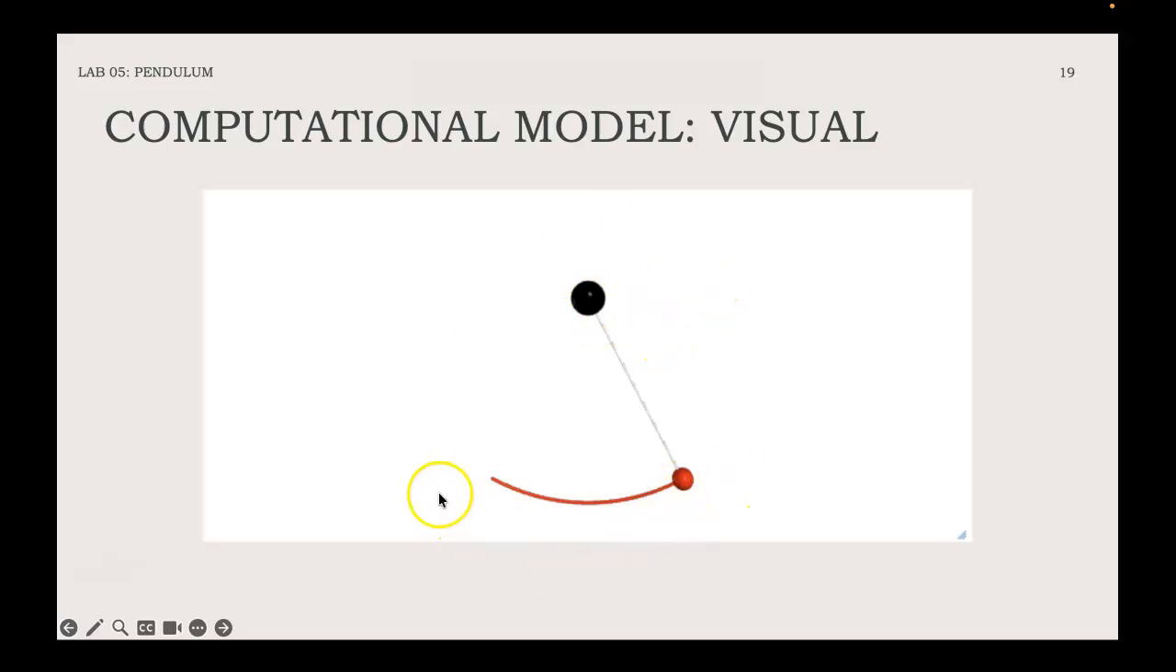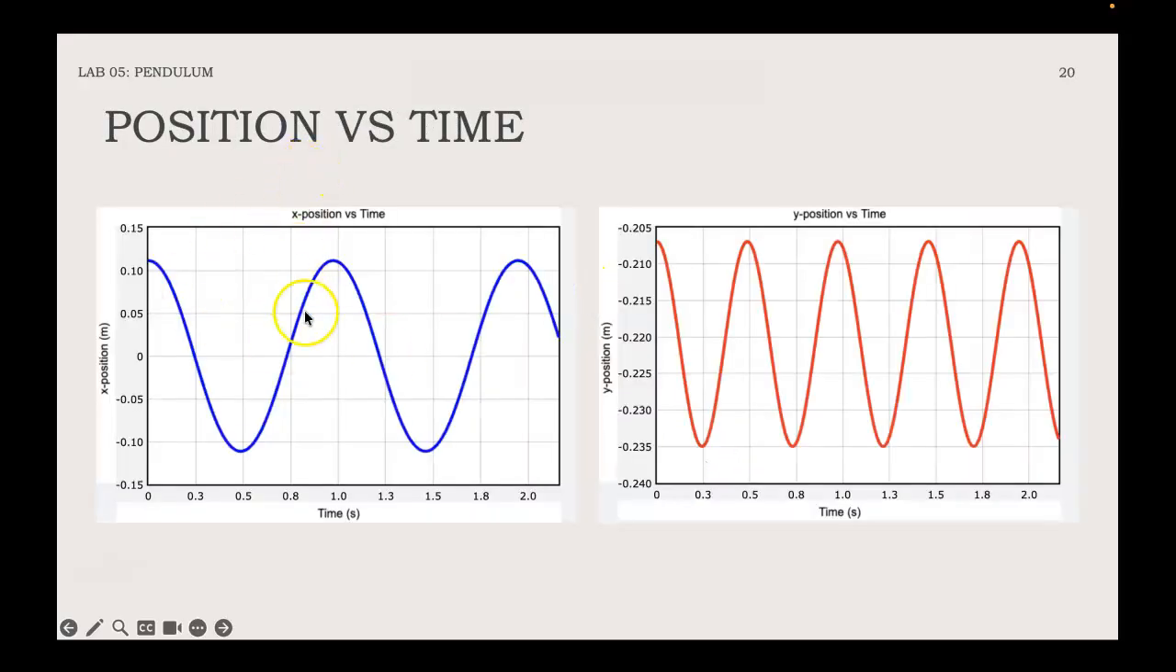We have our path of the pendulum. This is the bob, the string, and then the fixed point up here. And here we have the graphs that we outputted using our GlowScript code. So this is the x position. You can see the oscillation back and forth. Same with the y position over here as well.